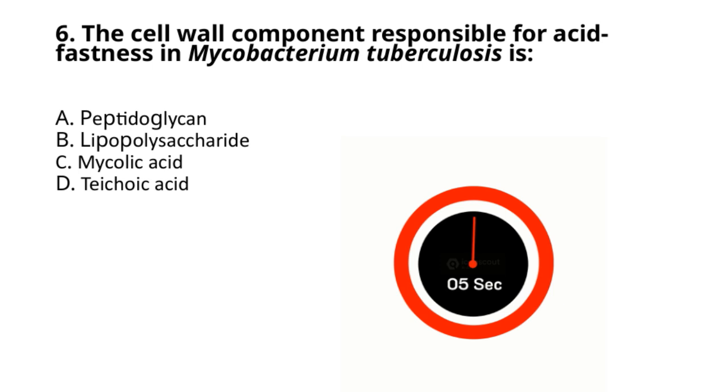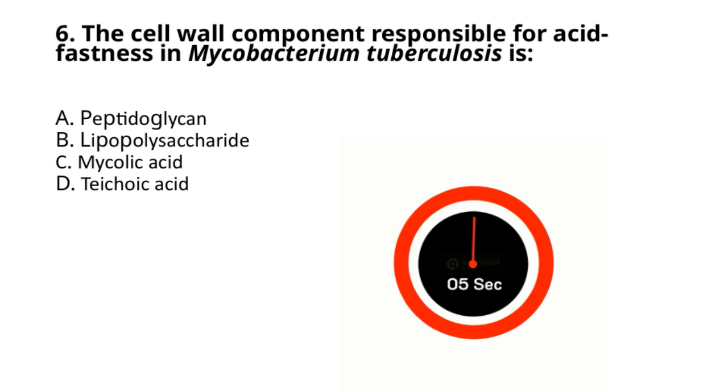Each of these plays a crucial role in bacterial cell wall structure and function. Now, the question is, which one of these is responsible for acid fastness in Mycobacterium tuberculosis? The answer is mycolic acid. It's a long-chain fatty acid that forms a waxy, lipid-rich layer in the cell wall.